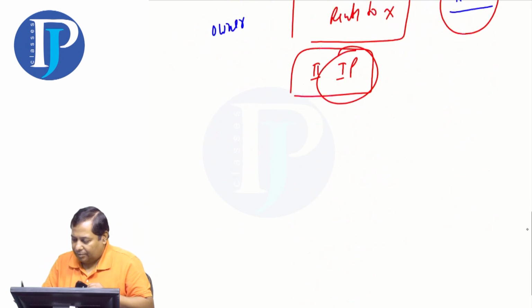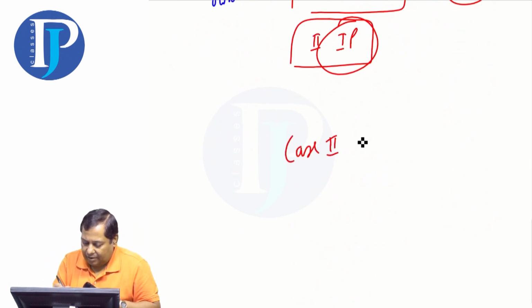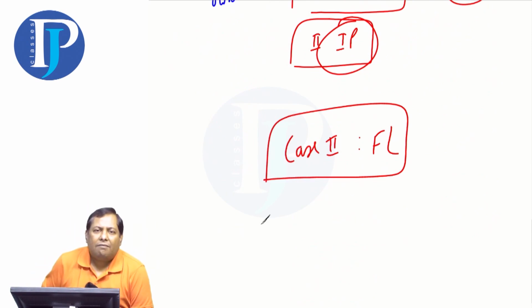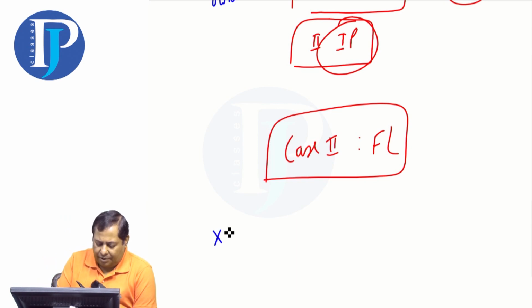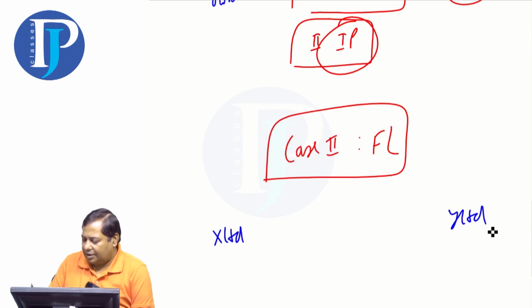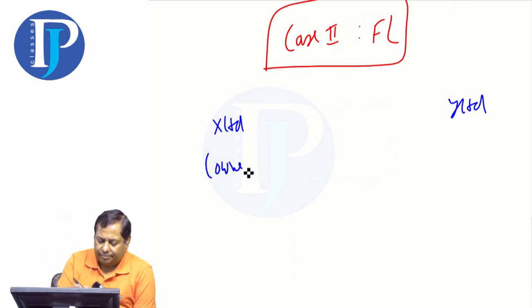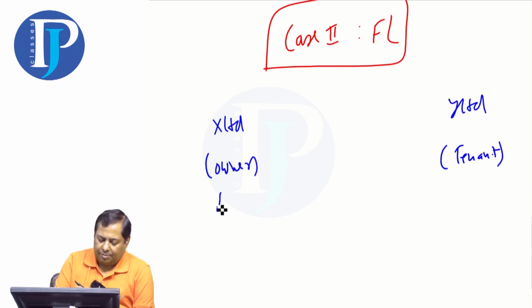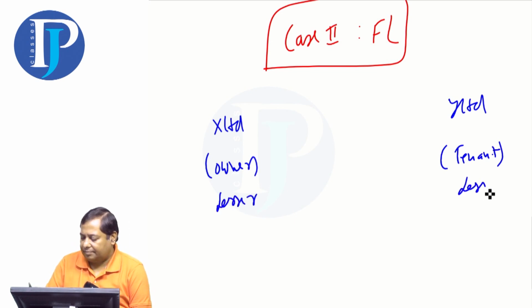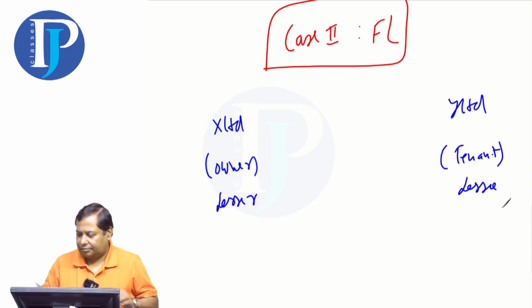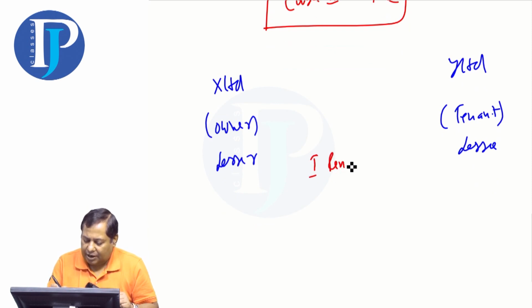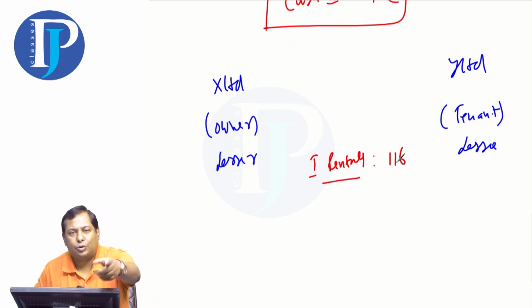Let's proceed further, guys. I have come to case number 2. We assume this is a finance lease. What kind of lease? Finance lease. One company is X Limited and another company is Y Limited. Let's assume this to be the owner and this as the tenant. This became the lessor and this became the lessee. What will happen now? The first point: who will do the accounting for rentals? Accounting for rentals will be done by Ind AS 116.